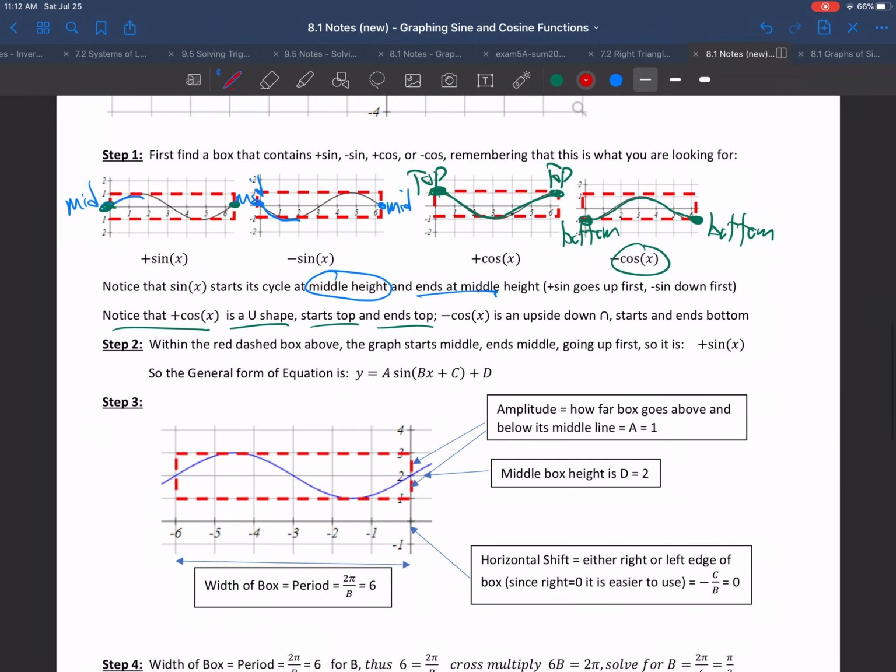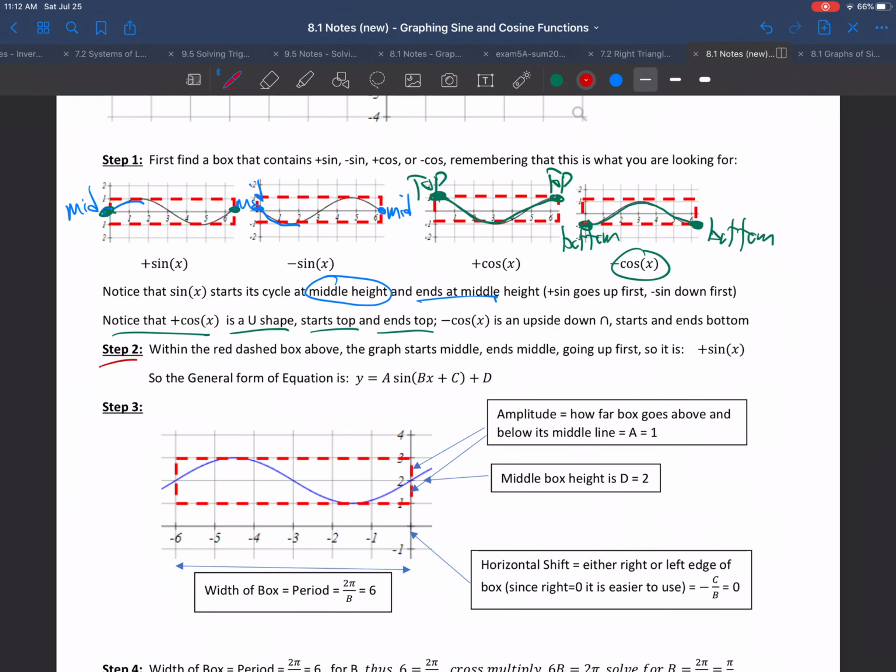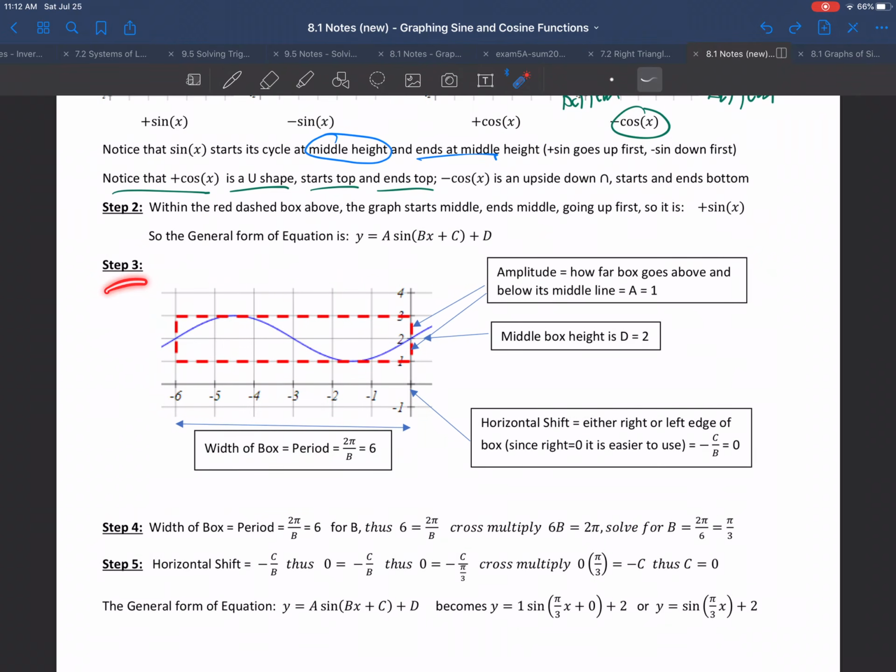It says, okay, step 2. So step 1's the box. Step 2 down here. Within the red dash box, the graph starts in the middle for sine. So write the general form. Okay, we actually have done step 2 with general form. Step 3. Now it's all about what's in this box.